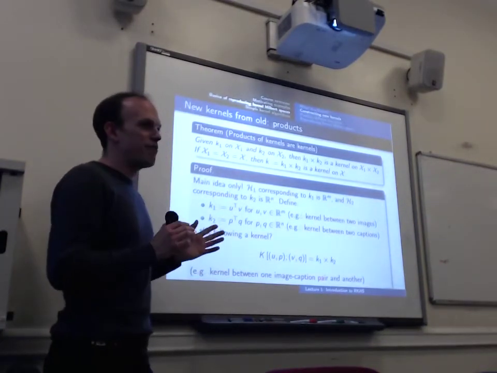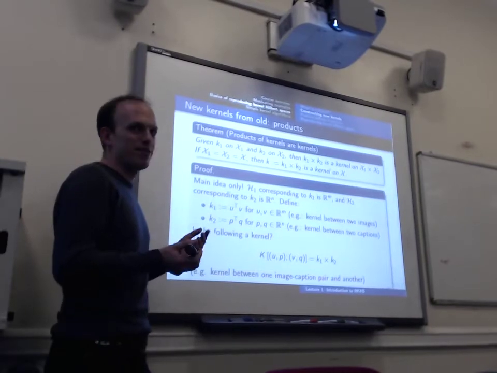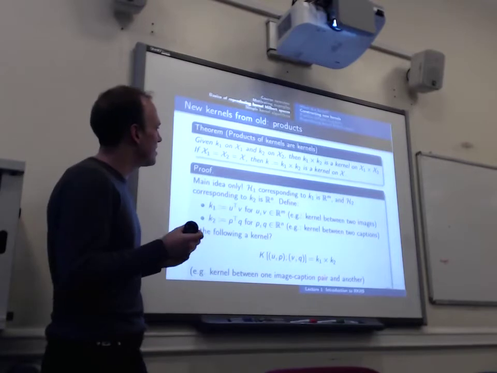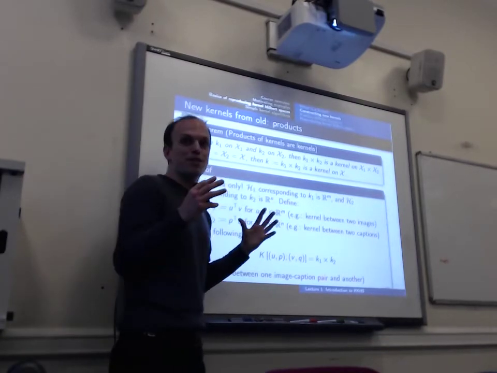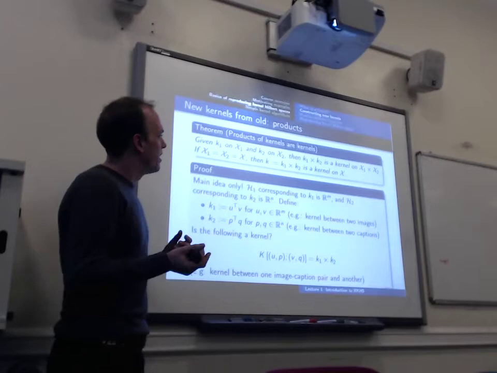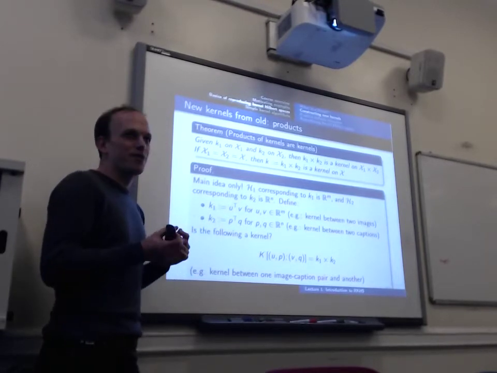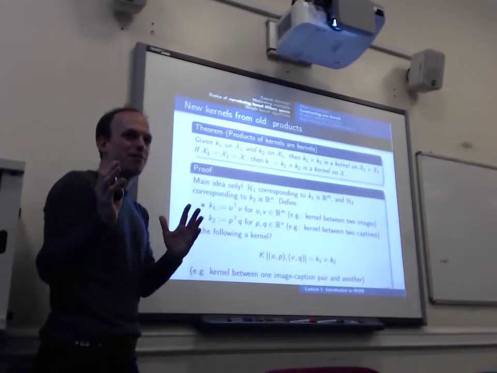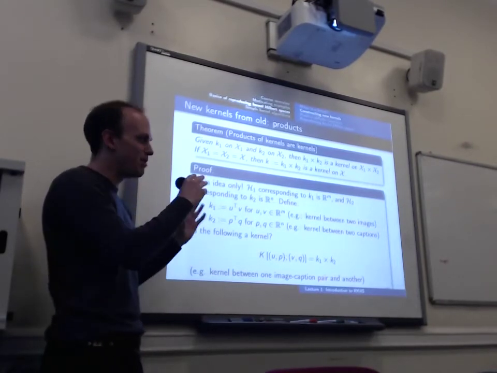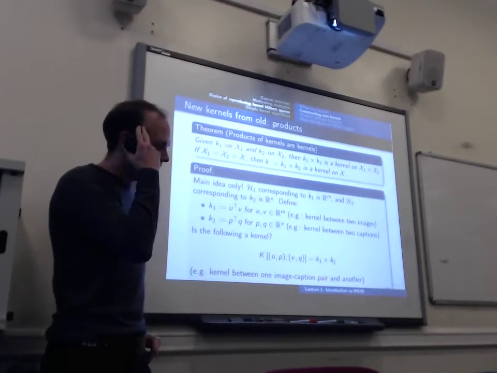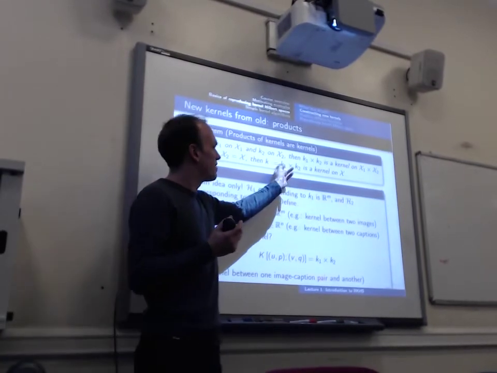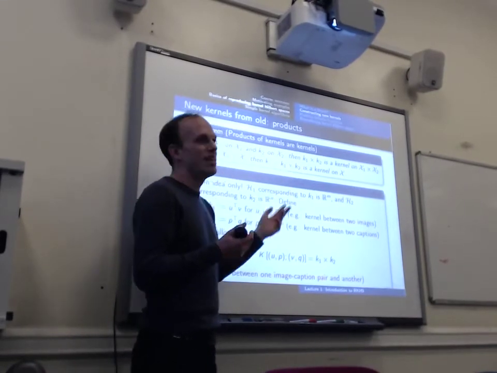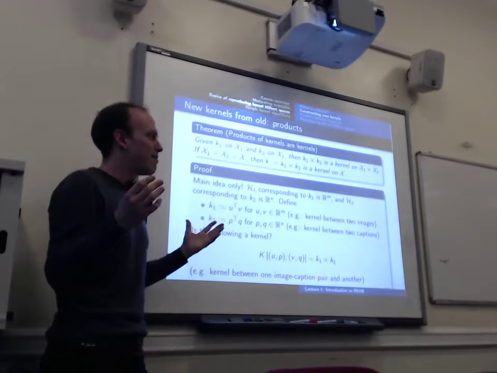So let's say that I have a kernel on images. Okay. So a similarity measure in some sense between a pair of images, and I've got a kernel on captions of the images. Okay. So now maybe I want a kernel on a pair of one image and one caption, and the other image and the other caption. Okay, so a similarity level between an image caption pair. And what I'm claiming is that if I take the product of the similarities on the images and the similarities on the captions, then this will be a sensible measure of similarity for image caption pairs.